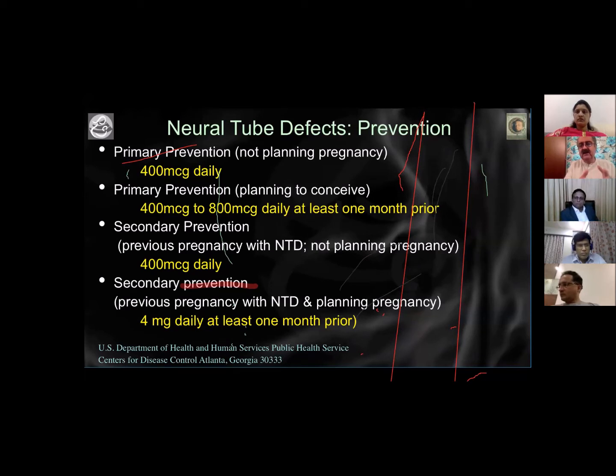And in case they already have a history of a neural tube defect, they should just not stop the folic acid until they've completed their family. And that seems to be the best answer, that we prescribe them 4 or more milligrams per day until they've completed their family.